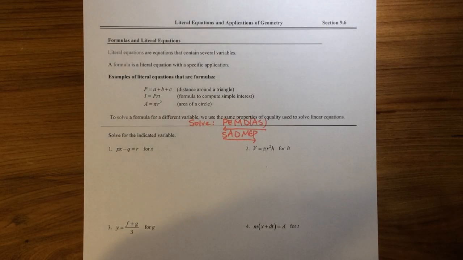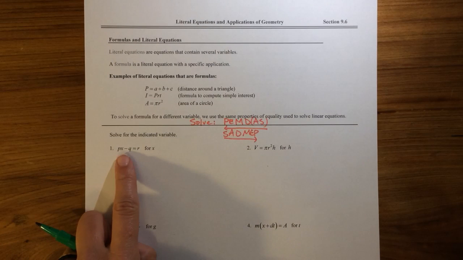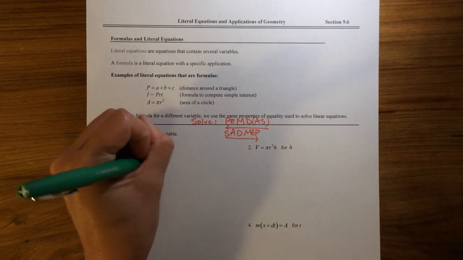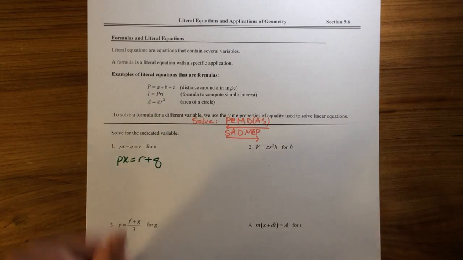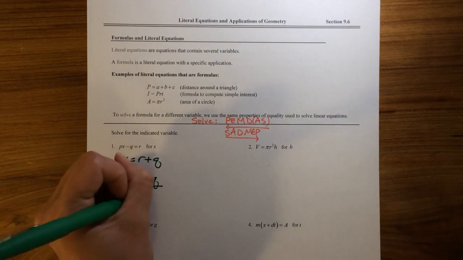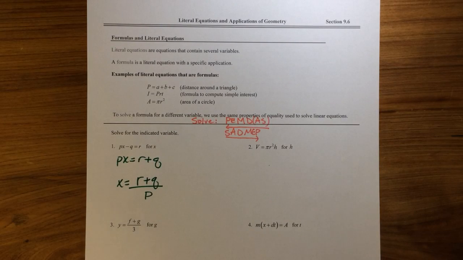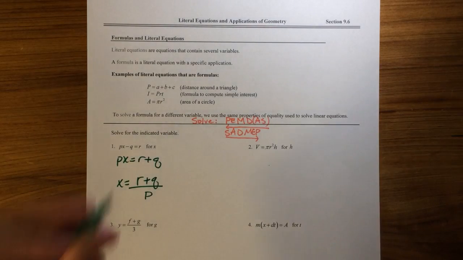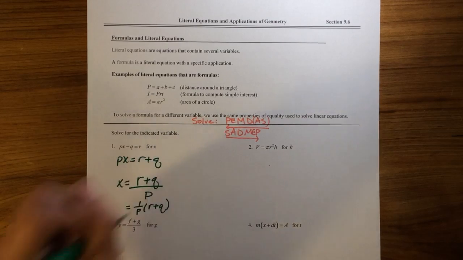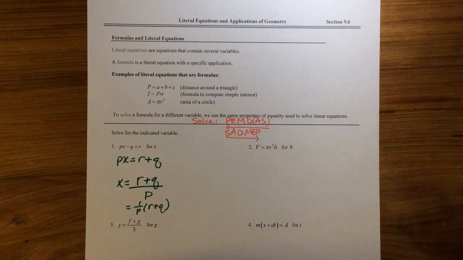Px minus q equals r, solve for x. Okay, there's only one x, so we're doing good. So we're going to work PEMDAS backward or SAD-MEP. So we're going to add the q. Px equals r plus q. Now we are just going to divide by p. So x equals r plus q, now everything over p, right? Every single thing is over p. Don't forget that. You could also rewrite it as 1 over p times r plus q. Those are both the same, just different visual representations.